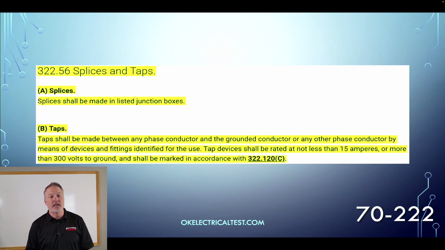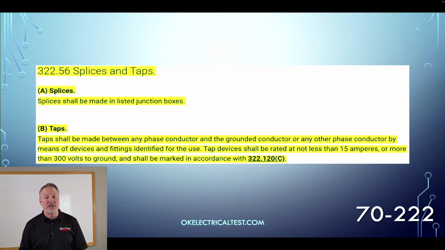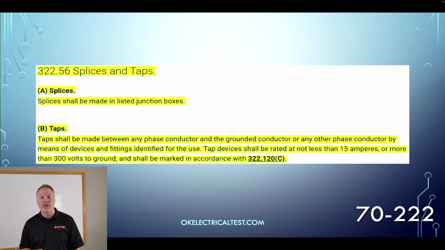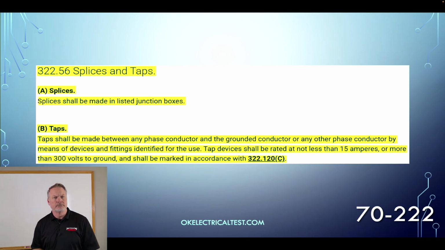Taps shall be made between any phase conductor and grounded conductor or any other phase conductor by means of devices and fittings identified for the use. Tap devices rated not less than 15 amps or more than 300 volts to ground shall be marked in accordance with 322.120(C). So if we want to learn about the marking of those, that's going to be in this same article under .120 and the letter C.